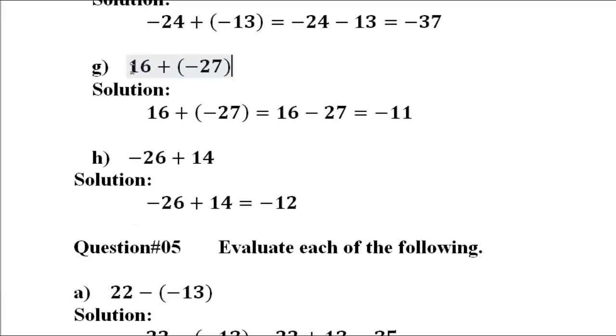Last part of the question is negative 26 plus 14. The one-step answer to the expression is negative 12 because we will subtract 14 from 26. Since both numbers have unlike signs, we subtract 14 from 26 and keep the negative sign, that is negative 12.